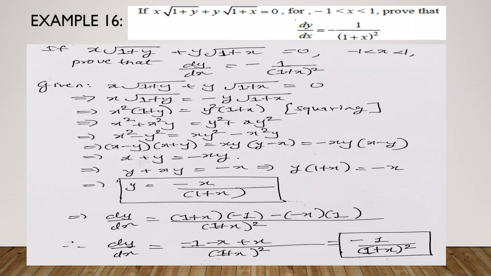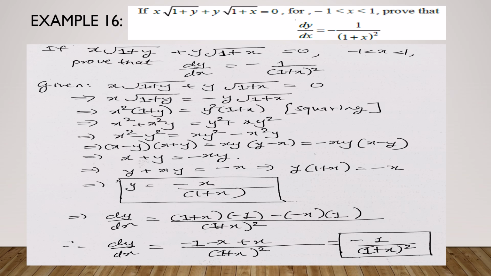Now it is given: if x into root of 1 plus y plus y into root of 1 plus x is 0, where x is between minus 1 and 1, you have to prove that dy by dx is minus 1 upon 1 plus x whole square. Now remember, this is an implicit function. If you remember, we had discussed it is difficult to convert in the form of y. So first we need to simplify this. So x into root of 1 plus y will be equal to minus y into root of 1 plus x. Correct? Square both the sides.